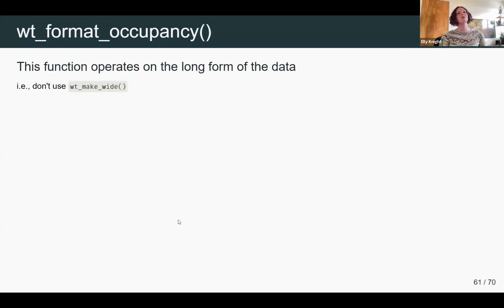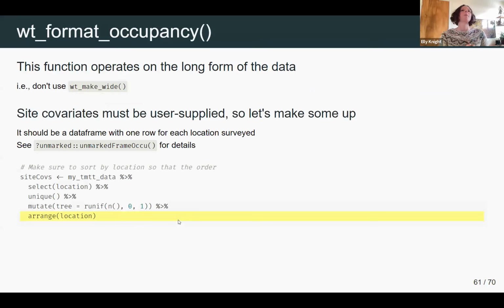So format occupancy functions on the long form of the data. Don't use make wide before you use format occupancy, but it'll work on the output of any of the other functions. When you're using this function, your site covariates must be user supplied. So we can make some up. It should just be a data frame with one row for each location surveyed.